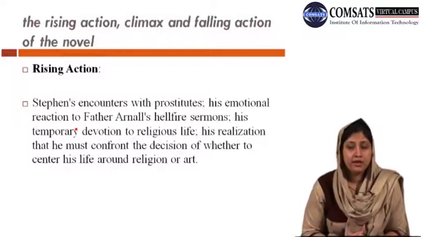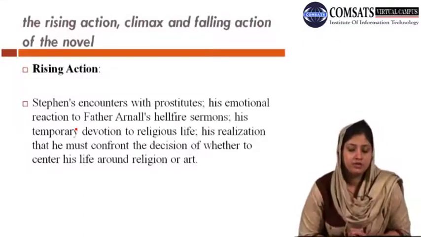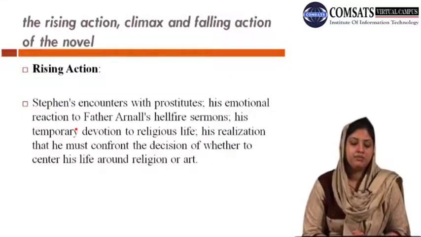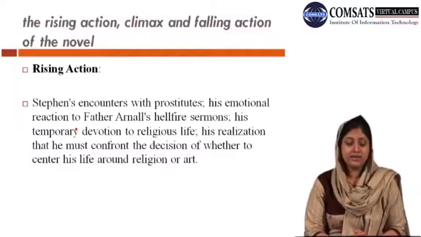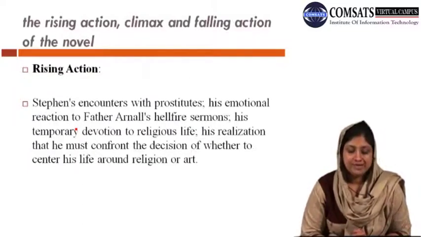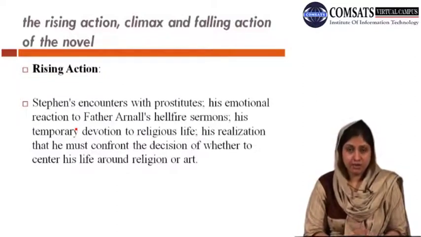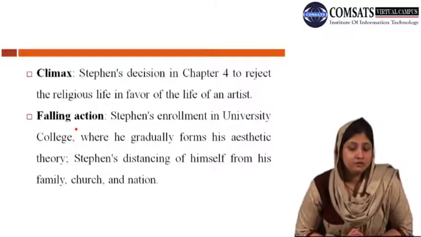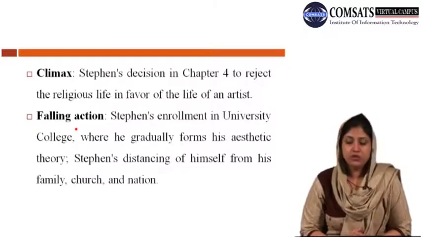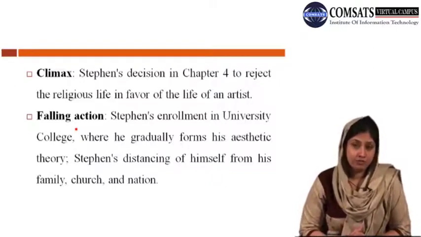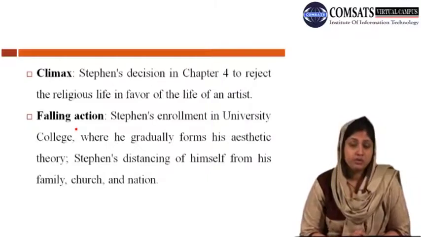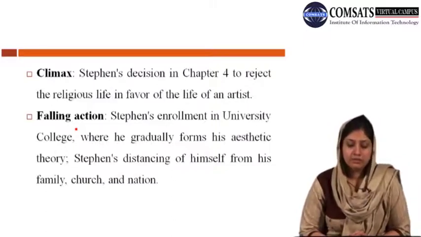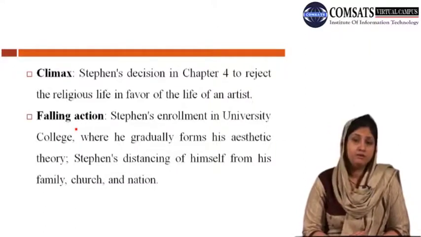So, the rising and falling action and the climax. Stephen's encounters with prostitutes, his emotional reaction to Father Arnold's hellfire sermons, his temporary devotion to religious life, and his realization that he must confront the decision of whether to center his life around religion or art, make up the rising action of the story. And the climax is Stephen's decision in chapter 4 to reject the religious life in favor of the life of an artist. The falling action covers Stephen's enrollment in university college, where he gradually forms his aesthetic theory, and his distancing of himself from his family, church, and nation, the development of a human being.